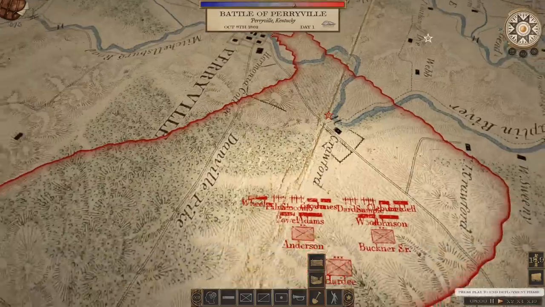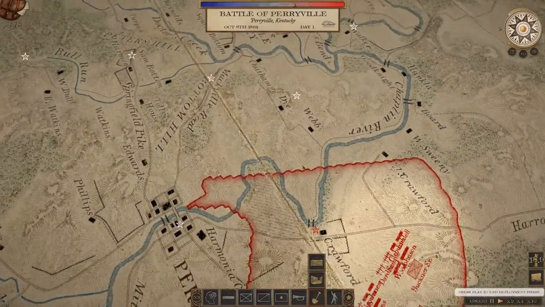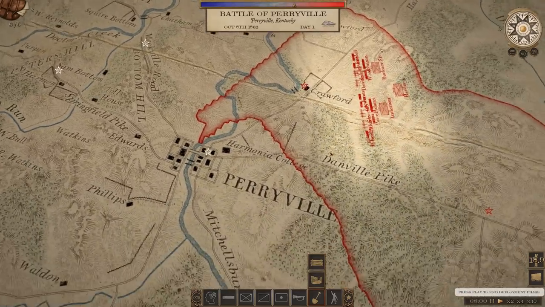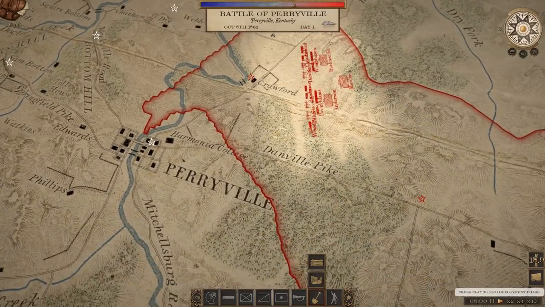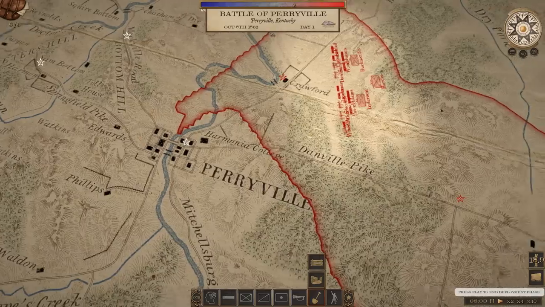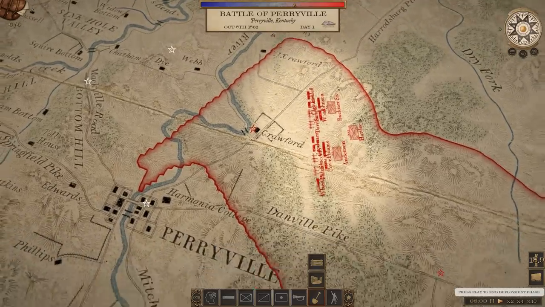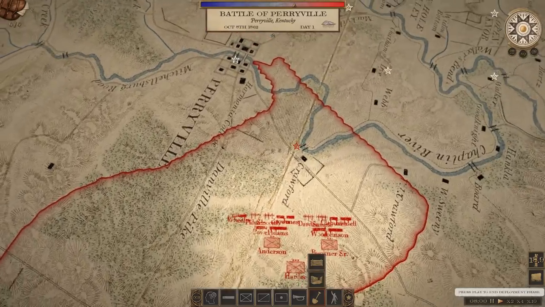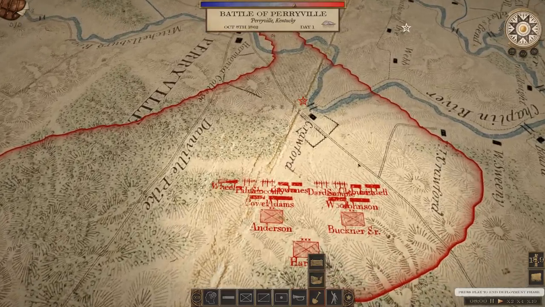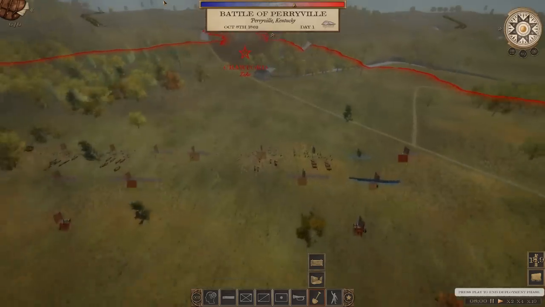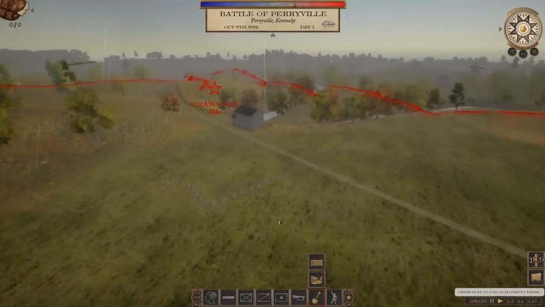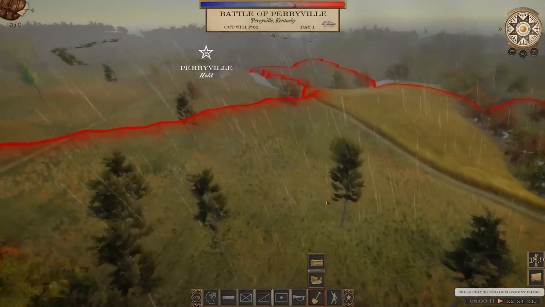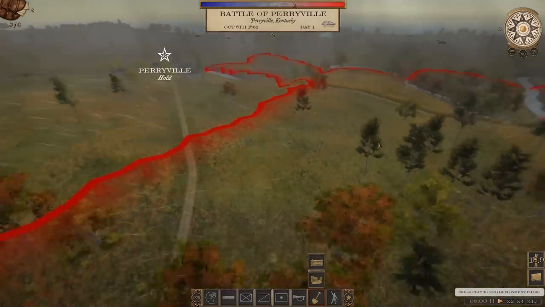So if we take a look at the map, in case we have to retreat or withdraw in this battle to the east side of Perryville, we could prepare some entrenchments on this side, so those could be good positions to fall back to. And just to showcase this feature, let me build some parapets here.